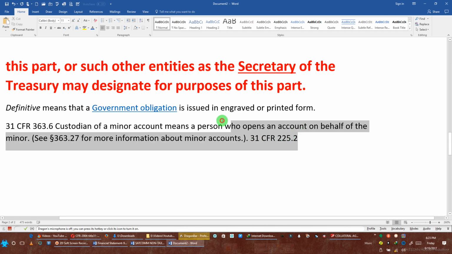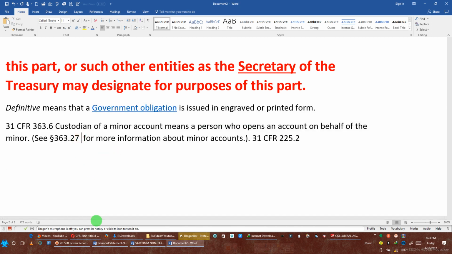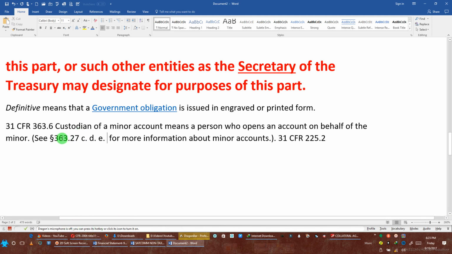And when you get to 227, you're looking for C, D, and E. These are the sections you're looking for. It will explain all you need. And if you want the rest, Minnesota Court Rule 220. This is all about the age of majority, ladies and gentlemen.